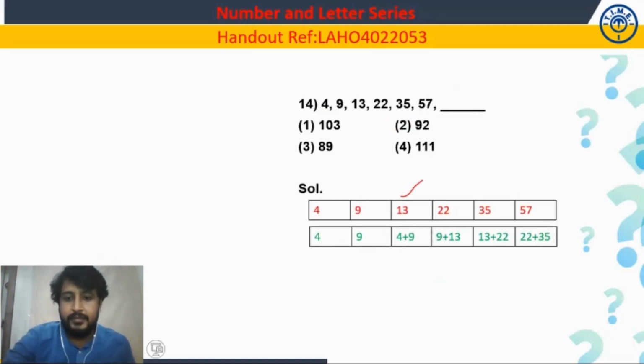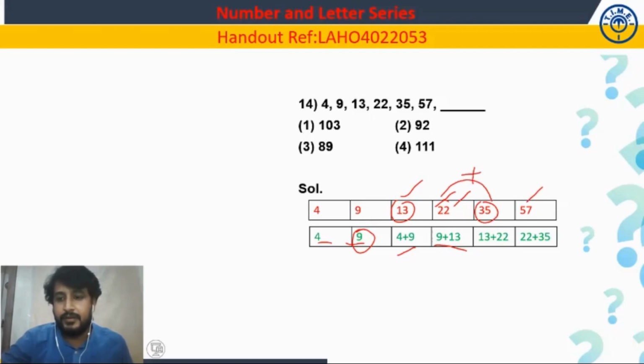The given 13 can be written as the sum of 4 plus 9, and the 22 can be written as 9 plus 13. The 35 can be written as 13 plus 22, and the 57 can be written as 22 plus 35, and next will be 35 plus 57, which is 92. Fibonacci series.